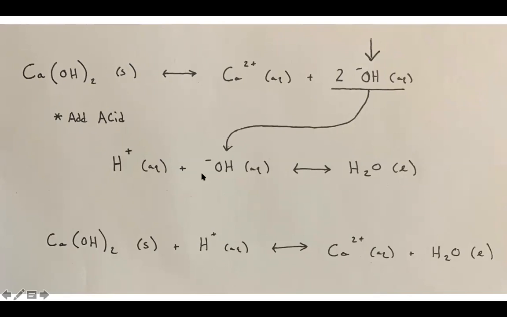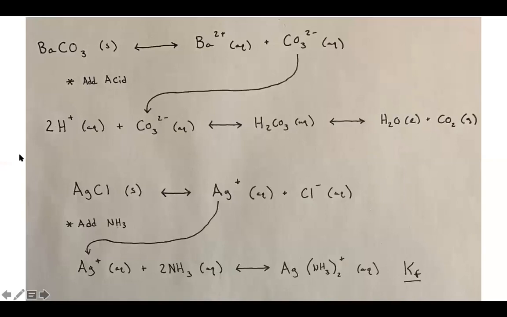Okay, and so if we add these two equations together, right, and cross out things that appear on both sides, which would be hydroxide, it should really be 2 of all of these, but we would get a net equation of calcium hydroxide plus H+ goes to calcium 2+ plus water. Okay.